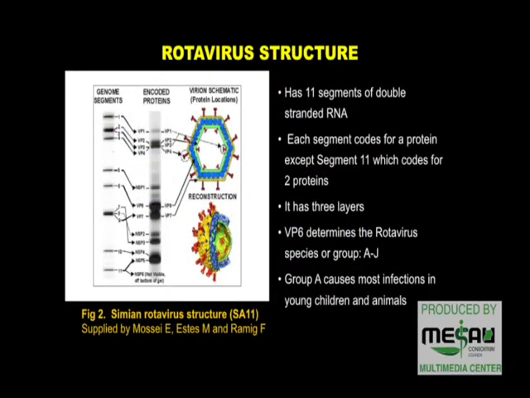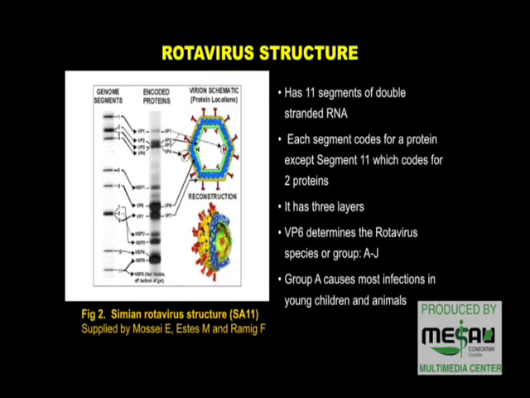The rotavirus is a wheel-like structure, and it has 11 segments of double-stranded RNA. Each of these 11 segments encodes a protein, that is VP1 to VP7, NSP1 to NSP4, and then segment 11 codes for two proteins, that is NSP5 and NSP6.